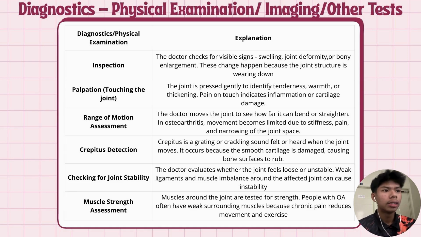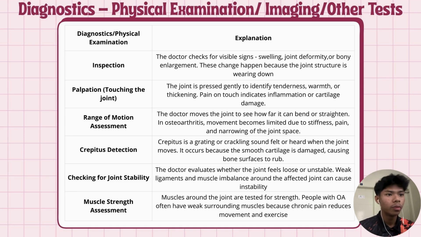And then we got a range of motion assessment. The doctor moves the joint to see how far it can bend or straighten. In osteoarthritis, movement becomes limited due to stiffness, pain, and narrowing of the joint space. Okay, and then crepitus detection. Crepitus is a grating or cracking sound felt or heard when the joint moves. Okay, it occurs because the smooth cartilage is damaged, causing bone surfaces to rub.